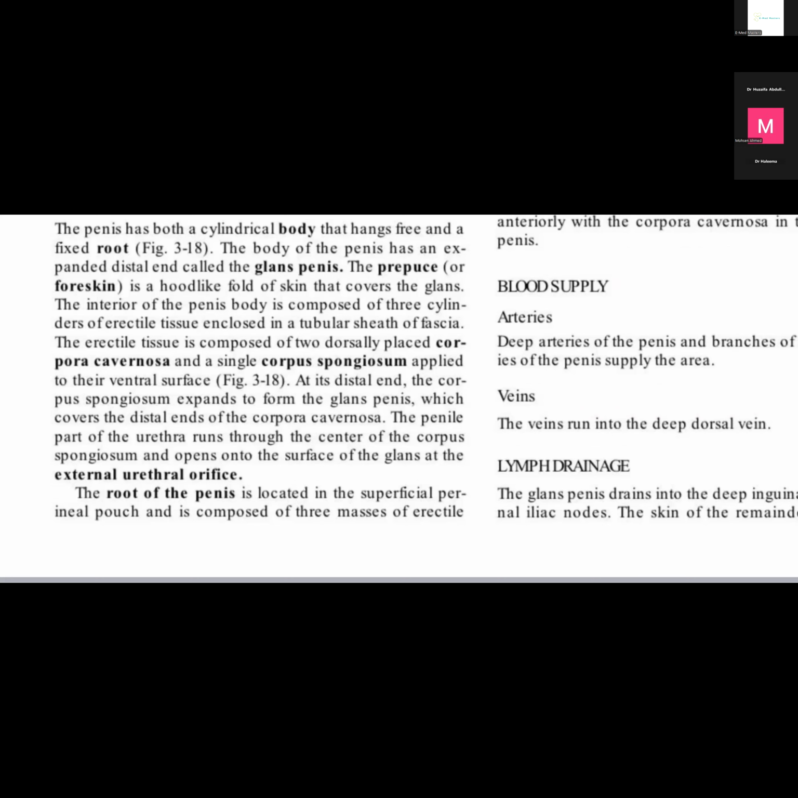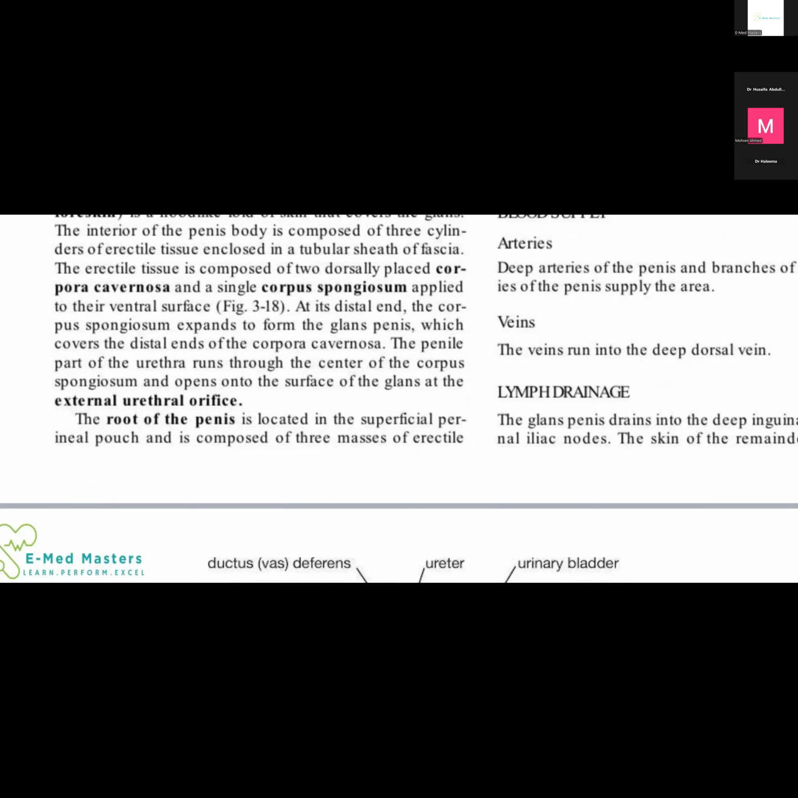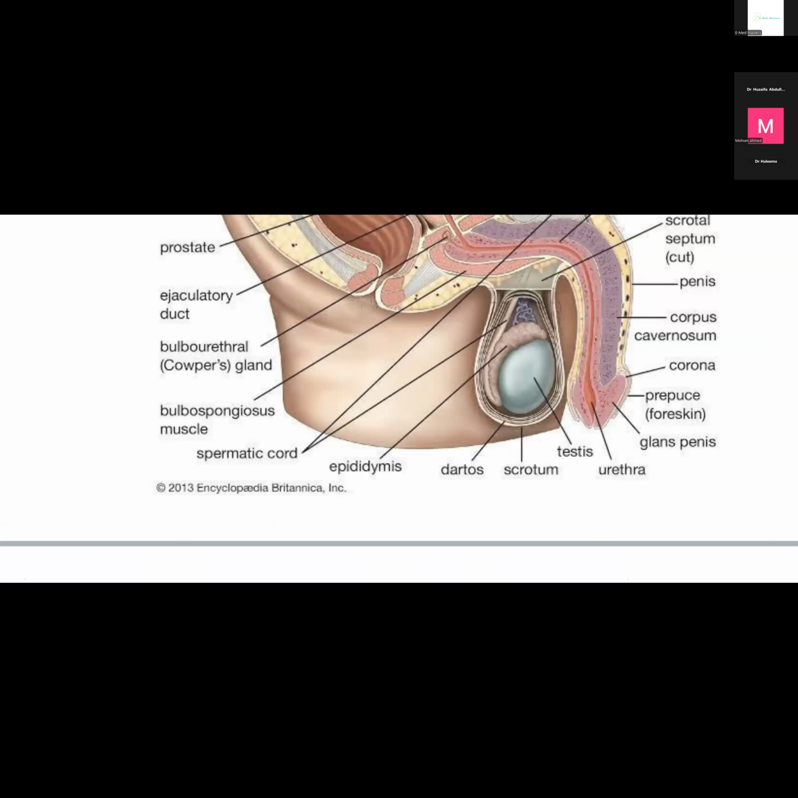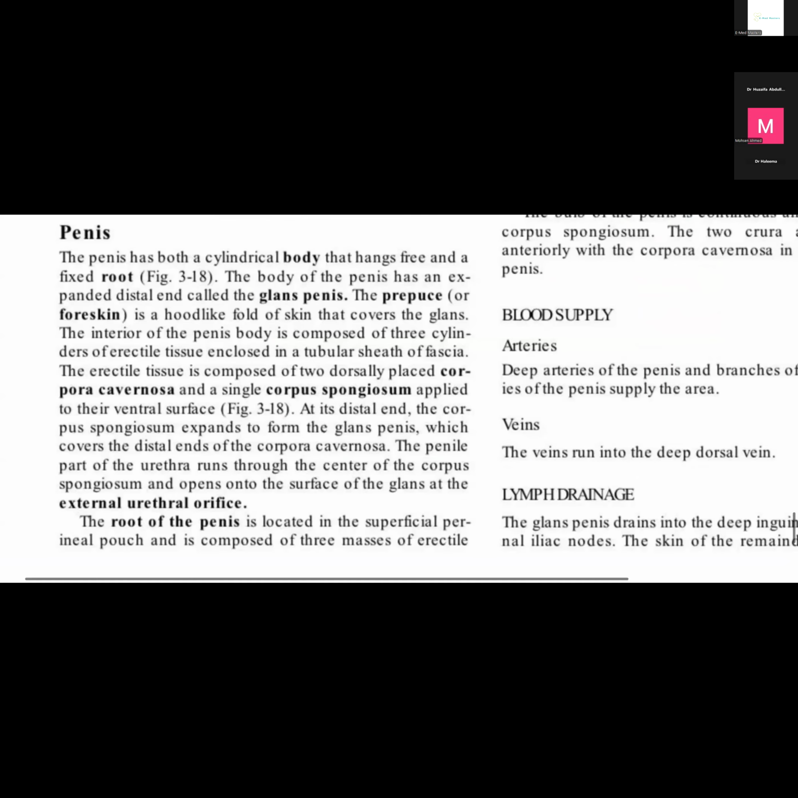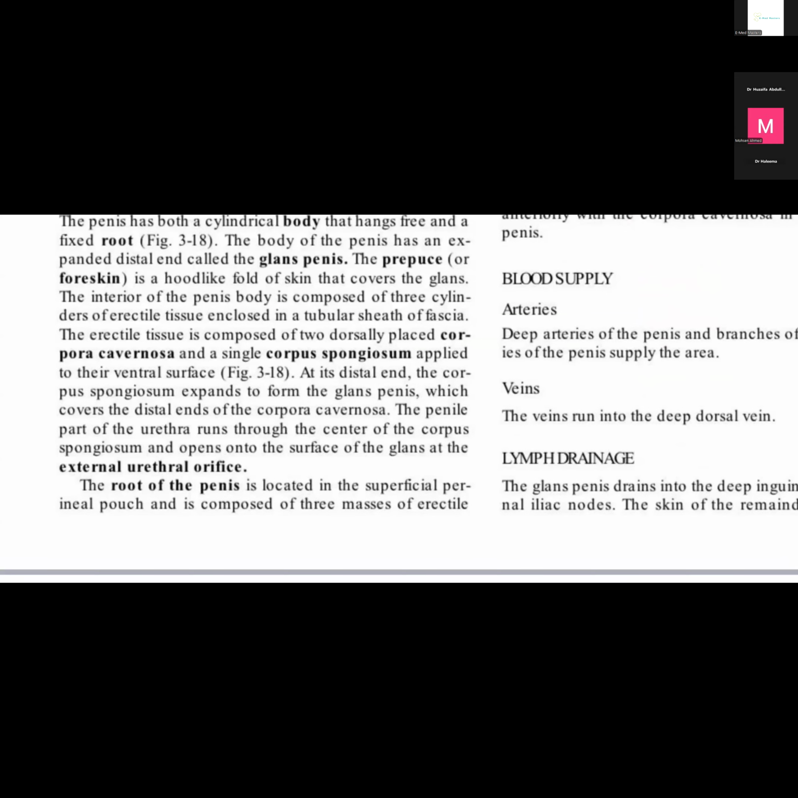At its distal end, the corpus spongiosum expands to form the glans penis, which covers the distal end of the corpus cavernosum. As you can see in the picture, it is covering the distal portion of the corpus cavernosum. This is the prepuce or foreskin, and this is the glans penis. So the penile part of the urethra runs through the center of the corpus spongiosum and opens onto the surface of the glans at the external urethral meatus.